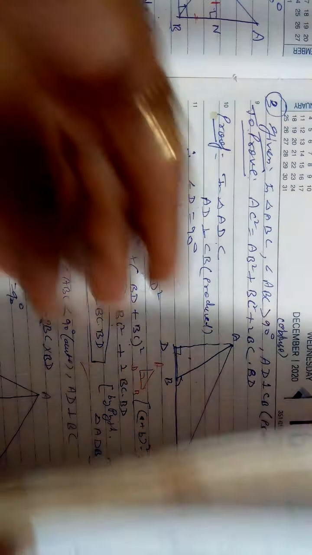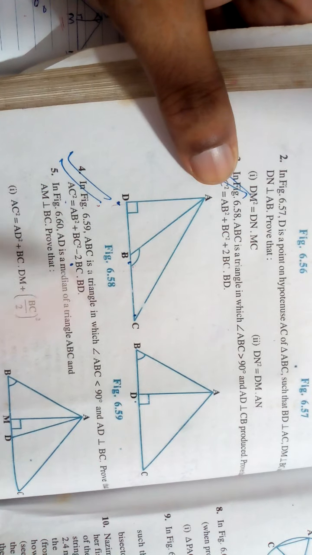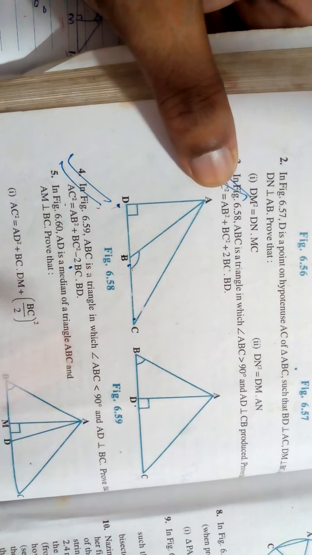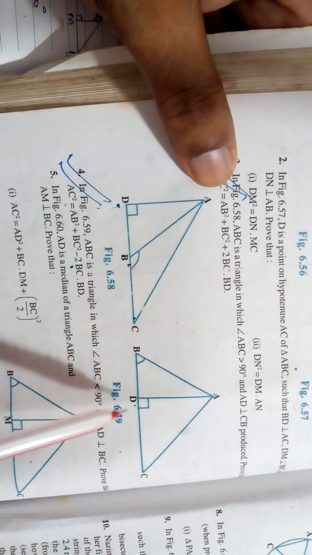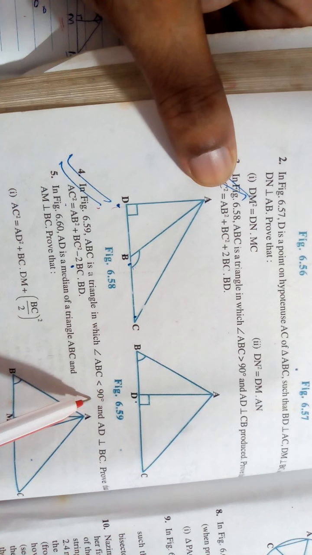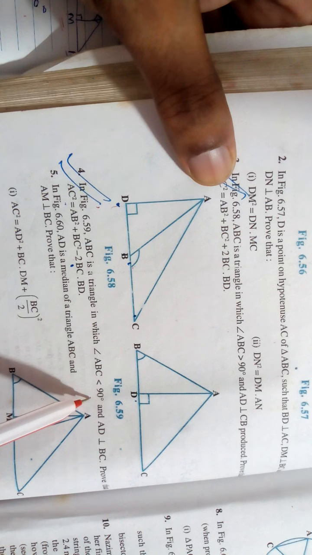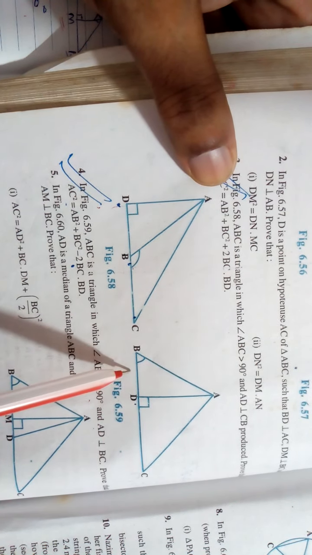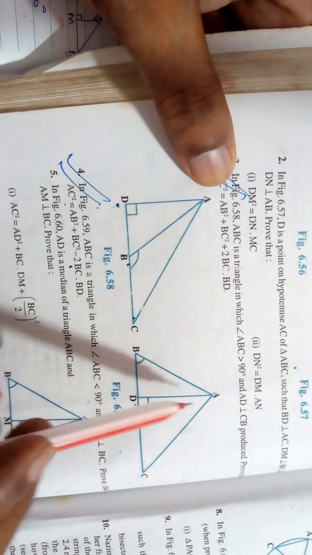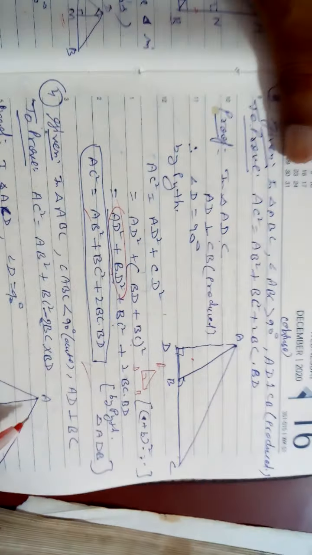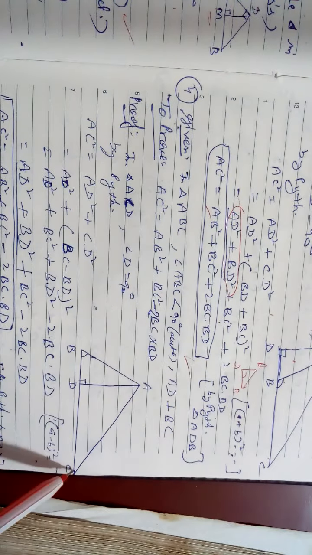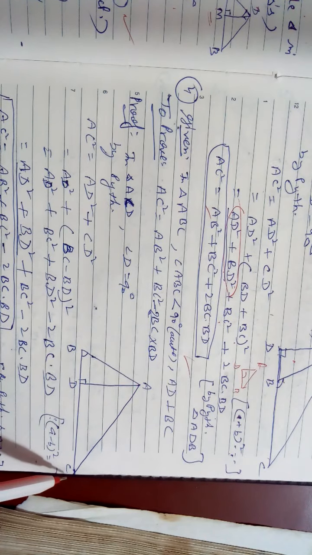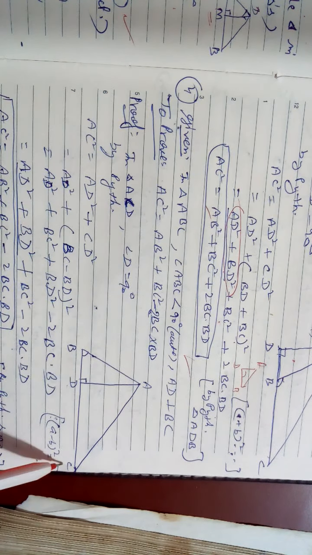Question number 4 is given. In triangle ABC, angle B is less than 90 degrees. AD is perpendicular to this, which means the acute angle theorem. It is called the acute angle theorem. So you will take the right triangle that you want. In triangle ADC, AC square is equal to AD square plus CD square.